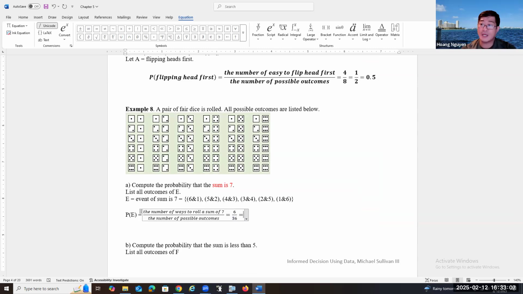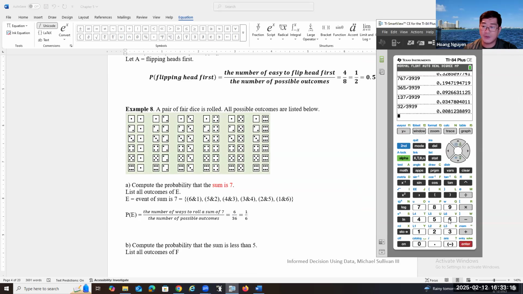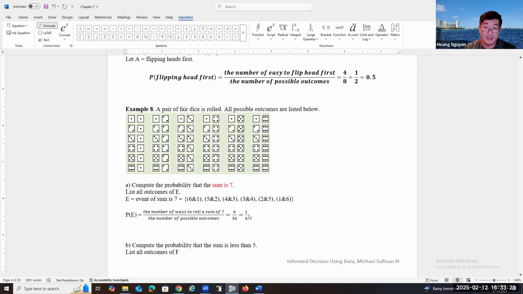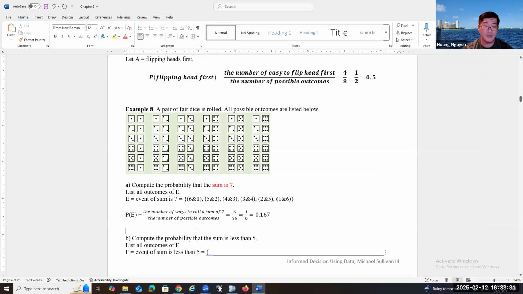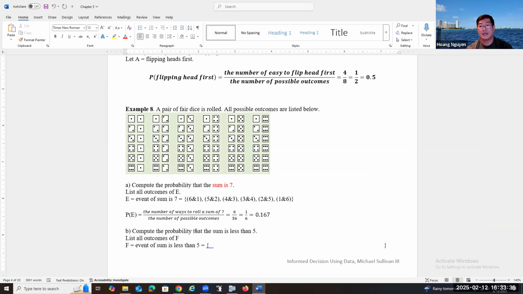Now 6 over 36, we can reduce this. So the answer is 1 over 6. You might divide it to get the approximate answer. 6 divided by 36 is going to be 0.166666, repeating the 6. So it's going to be 0.167. I will round it to 3 decimal places. So that's how we calculate the probability that the sum will be 7.